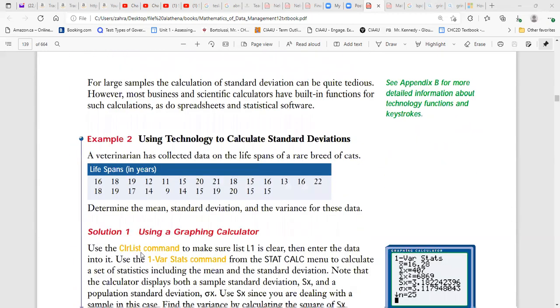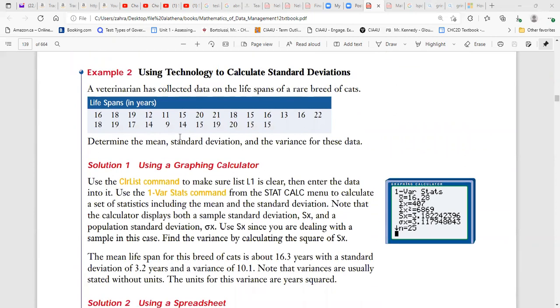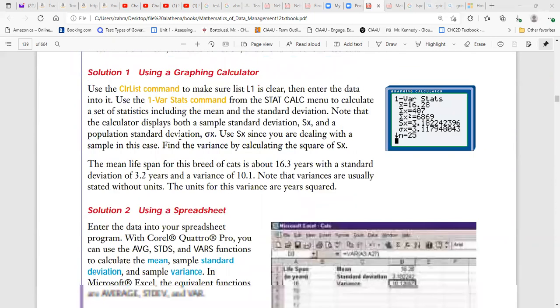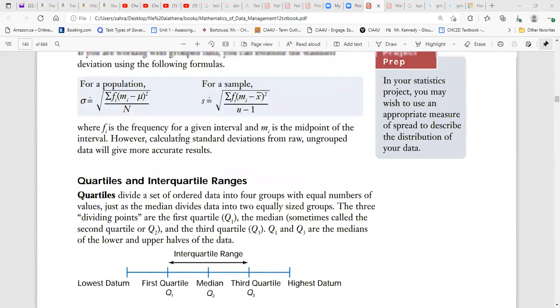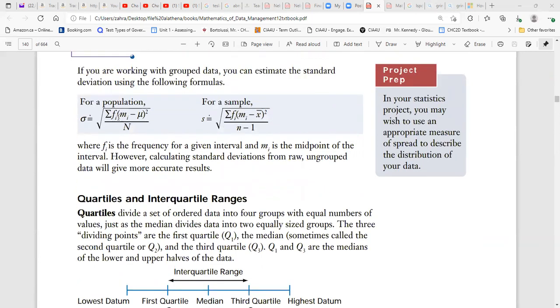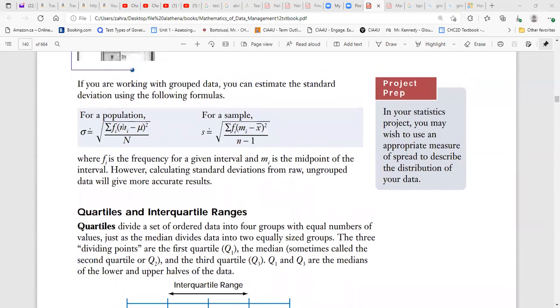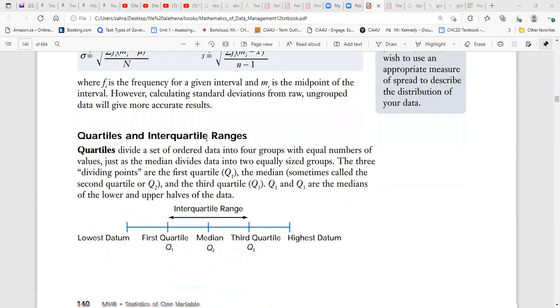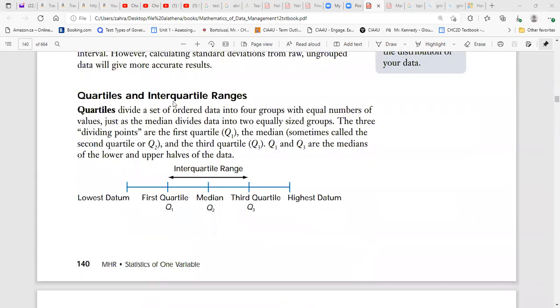Okay. Here we can use technology to find the standard deviation as well. When you have frequencies, basically you have an interval, where m is the midpoint of the interval and f is the frequency. That would be the formula for a population and a sample, finding the standard deviation of the population and of the sample. So now the next topic is quartile and the interquartile range.